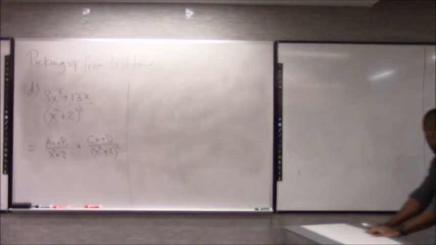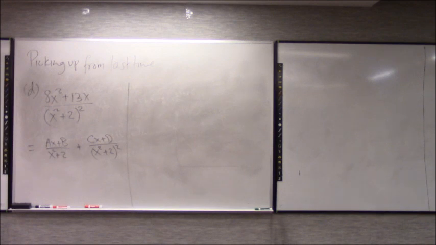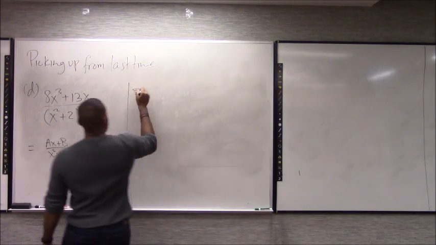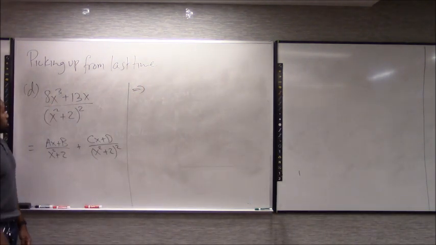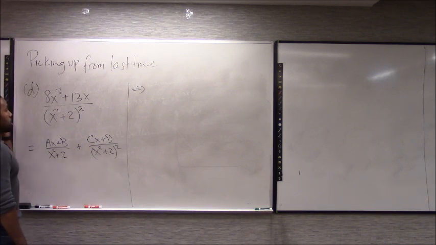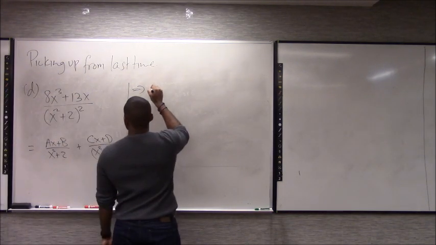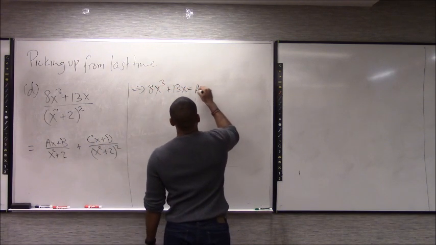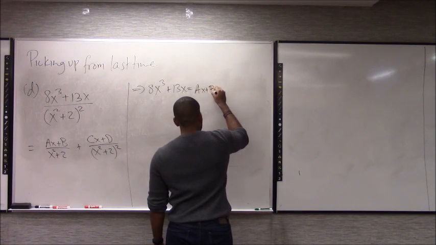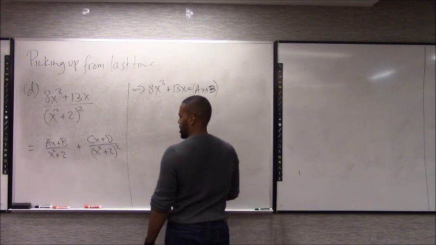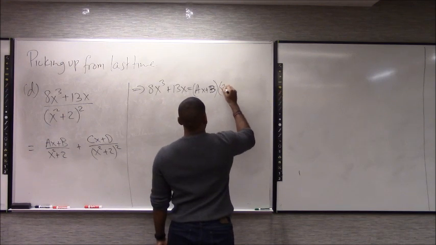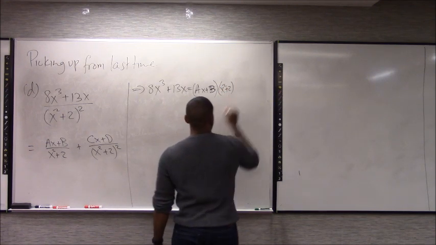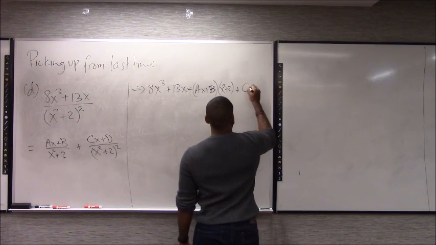All right, so now that we have that, then what? What was the next step? Multiply by the denominator on the left side. So we're going to multiply through by x squared plus 2 all squared. We will obtain 8x cubed plus 13x equals ax plus b times x squared plus 2 and then plus cx plus d.